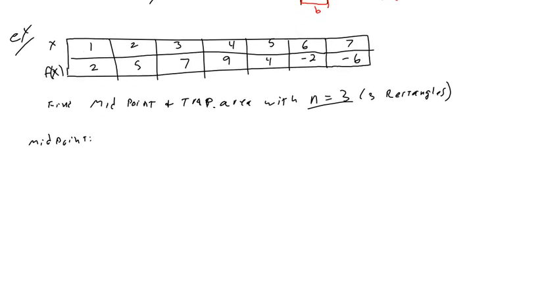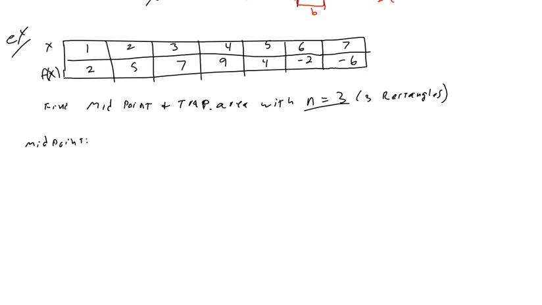Since we want 3 rectangles, we're going to split this up evenly. One rectangle is from 1 across to 3. The second rectangle is from 3 to 5, and then from 5 to 7. Evenly spaced rectangles. So we know our delta x here is going to be 2, here it's going to be 2, here it's going to be 2.